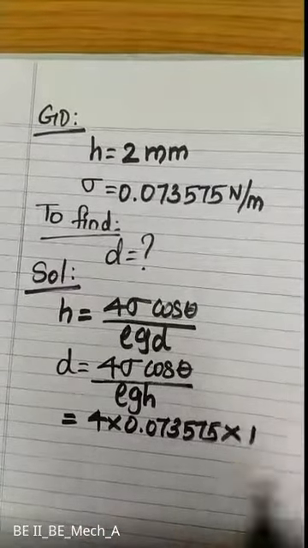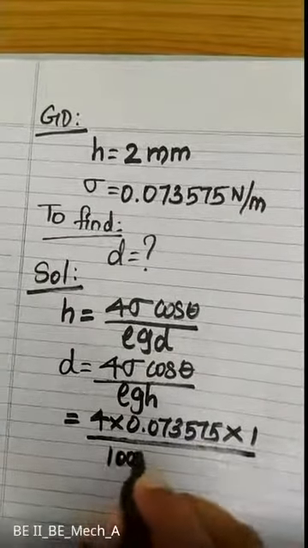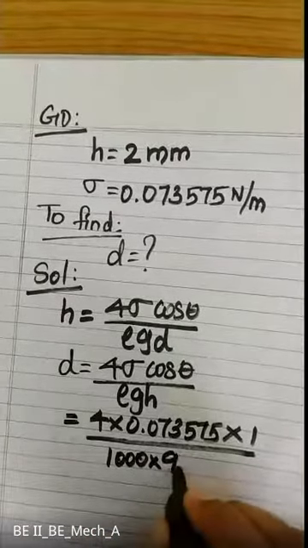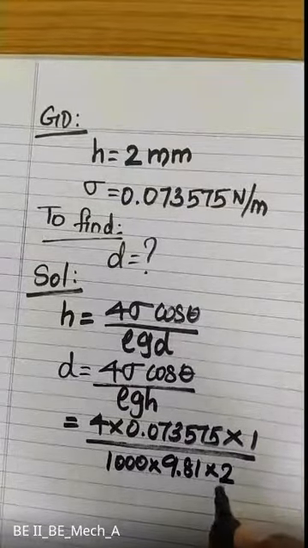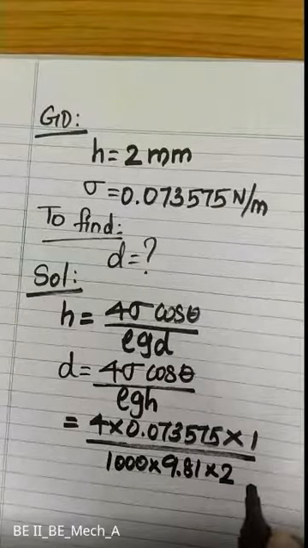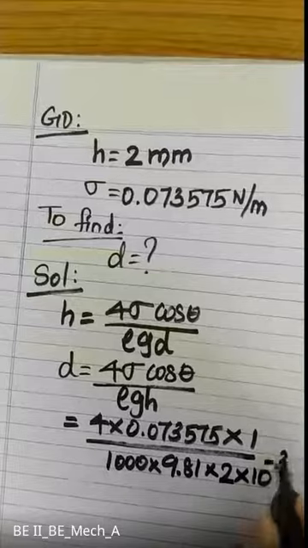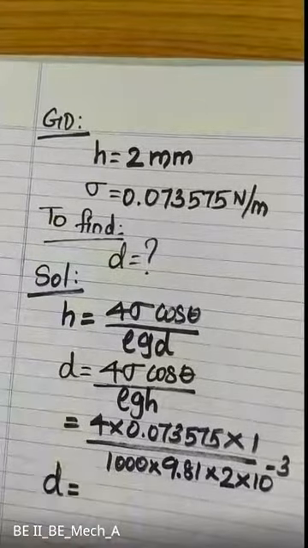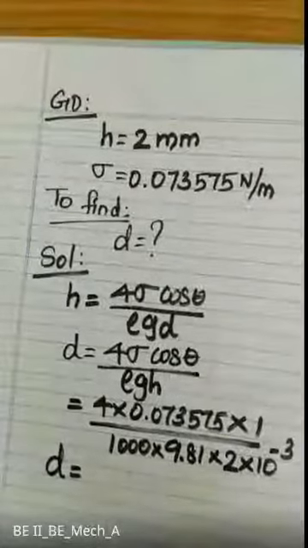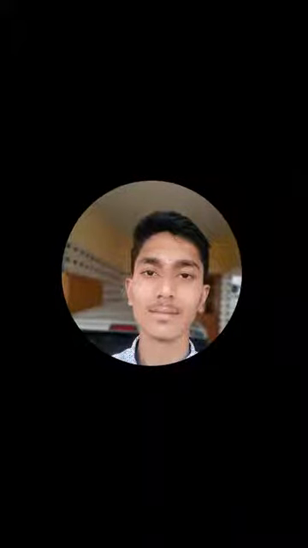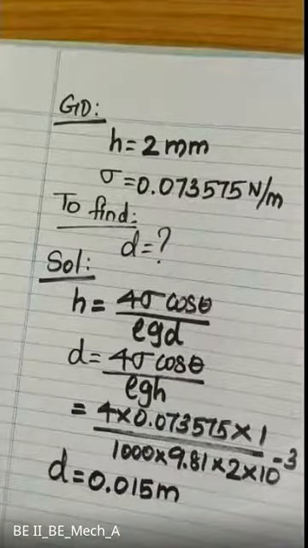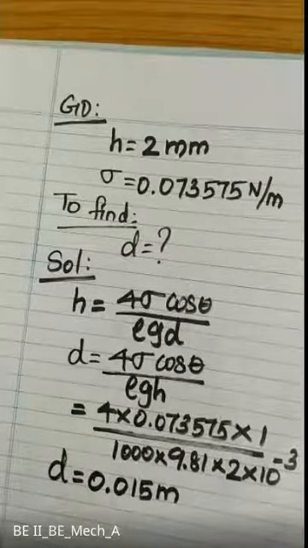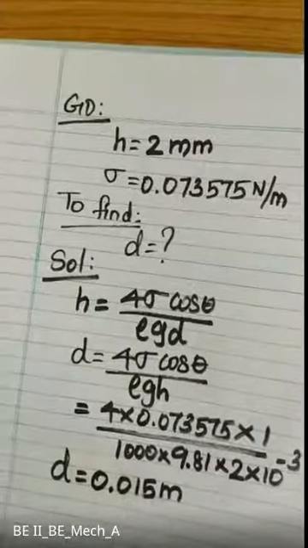0.073575. Cos theta is 1, density is 1000 and g value is 9.81. Similarly, h is 2 mm, so you have to convert this into meter. So 2 into 10 to the power minus 3. So what is the answer for diameter? 0.015. The unit? Meter. So the right answer is 0.015 meter, or if you want to convert this into millimeter, it is 15 mm.